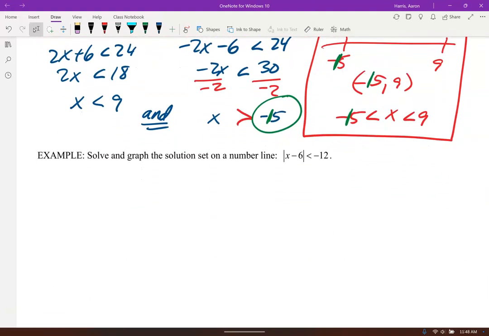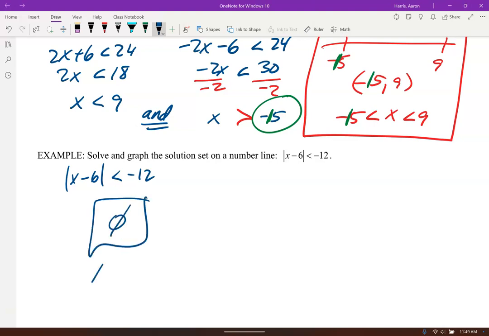Last one. We've got the absolute value of x minus 6 less than negative 12. Now think about this. Could we have an absolute value that's less than a negative number? Is that possible? Definitely not, right? Therefore, this inequality has no solutions, right? That's the no solution or empty set.